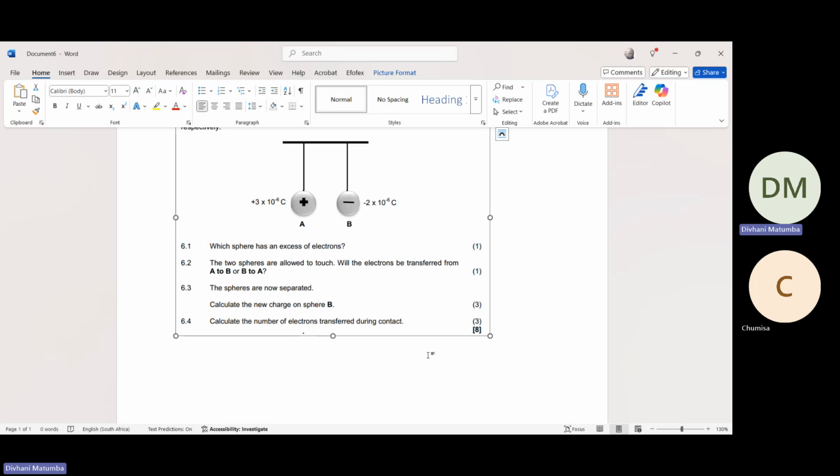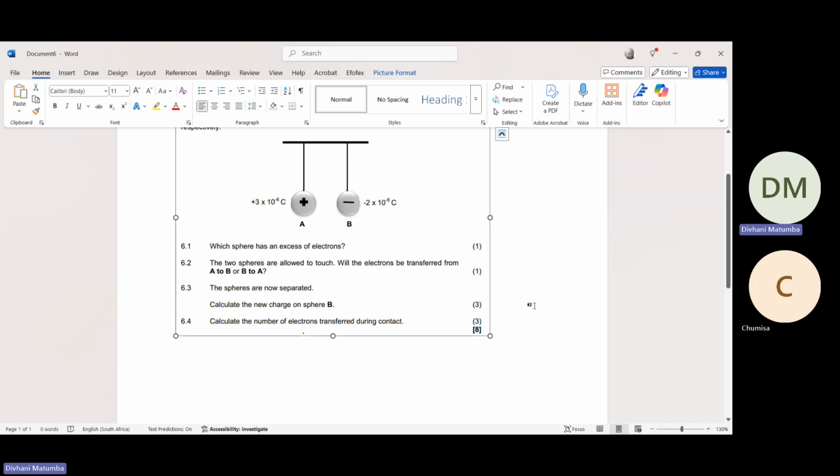Charge quantization: all charges are multiples of the smallest charge. That is true. And what is the magnitude of that smallest charge? It's 1.6 times 10 to the power of minus 19. That is perfect. Okay, can you see what is on the screen? Yes, sir. Okay, question number 1.